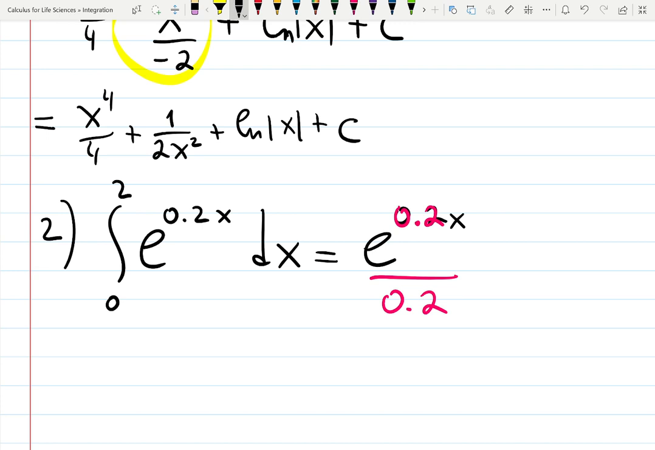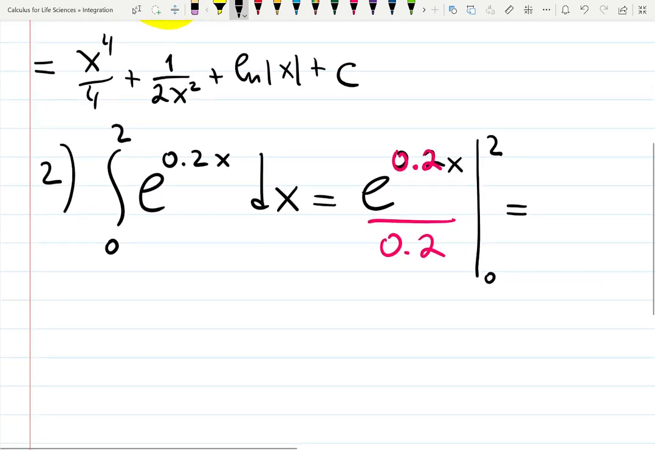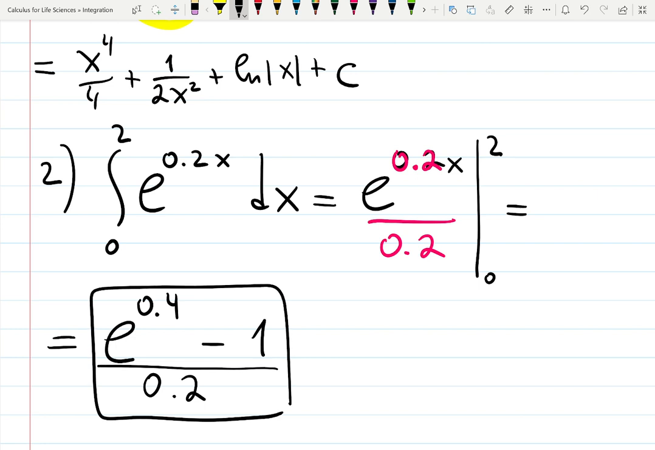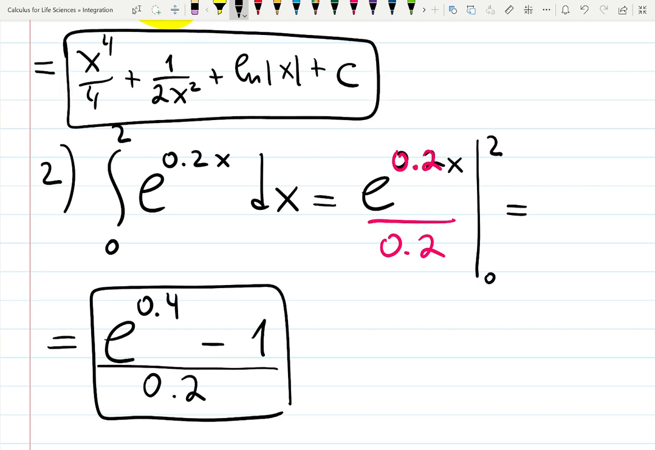Instead of plus c, you put a bar from 0 to 2 because it's a definite integral. Plug the top, that is going to be 0.2 times 2, 0.4, minus plug the bottom, e to the 0 is not 0. Many students make this mistake. E to the 0 is 1. And both of them are divided by 0.2. Can you do that? That is the answer. What do you think about that? I'm going fast because we learned this already. You're supposed to be a pro right now.